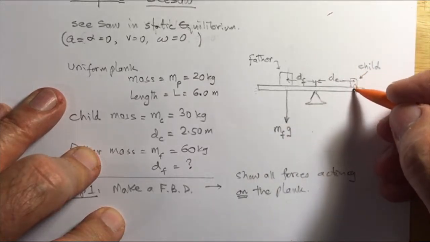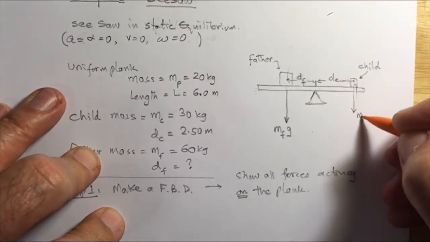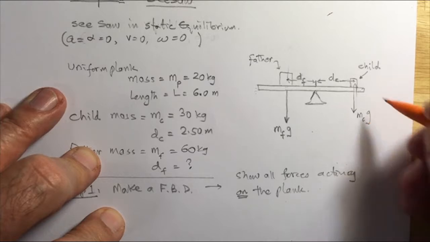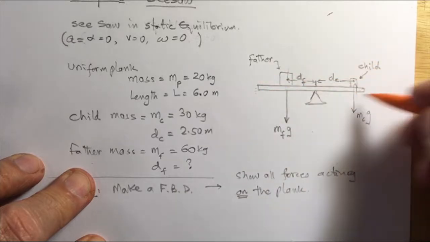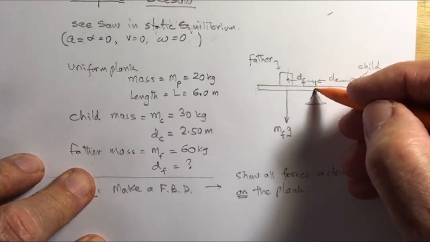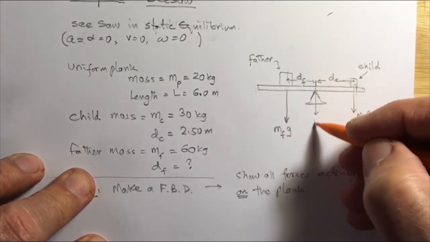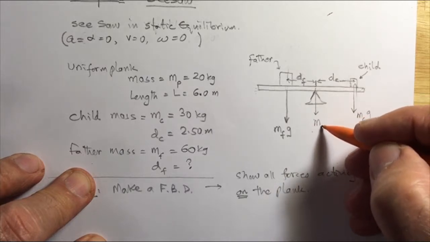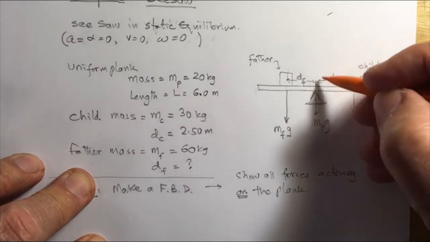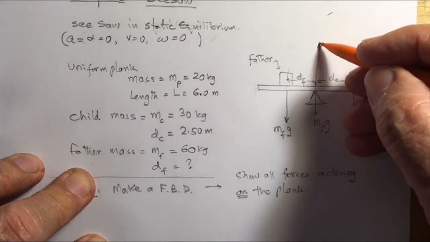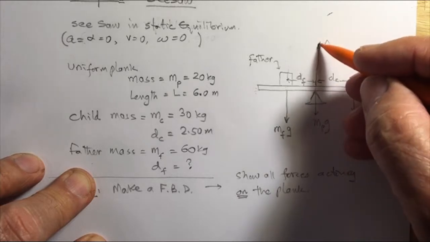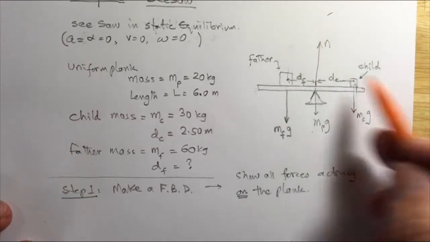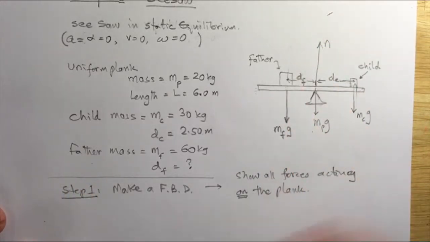And then we have a force due to the child, which would be somewhat smaller. So it's going to be mass of the child times G. That's the force here. And then the weight of the plank would also be acting here. That's the mass of the plank, which is MP times G. And there will be a normal force here acted upon by the support pushing the plank upwards. So these are all the forces that we can see, and so that's our free body diagram.